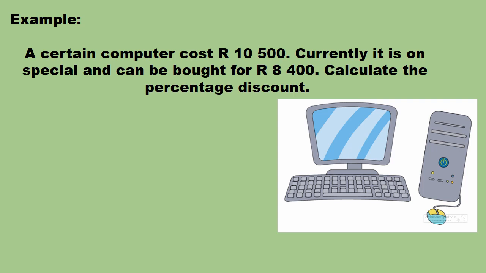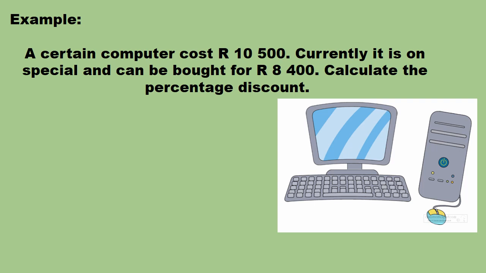All right, another example. A certain computer costs 10,500 Rand. Currently, it is on special and can be bought for 8,400 Rand. Can you see that you've been given two amounts? That's the key here to remember when we're working with percentage increase or decrease. You have two amounts and you've got no percentage. You have to work out the percentage.